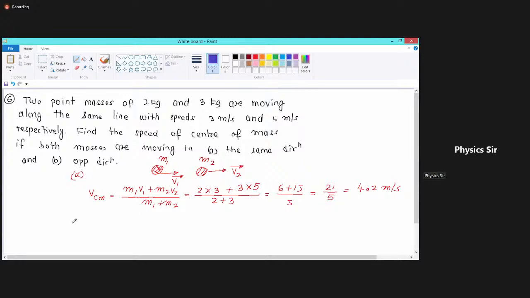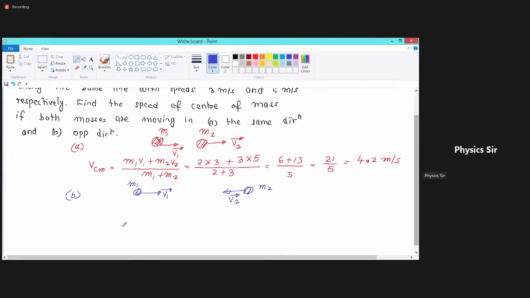Let's go for the part B of the sum. There is one mass m1, moving with a velocity v1. There is another mass m2, moving with a velocity v2, but this is moving in the opposite direction. Since it is in the opposite direction, this velocity will be negative.